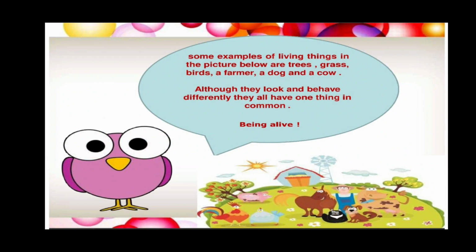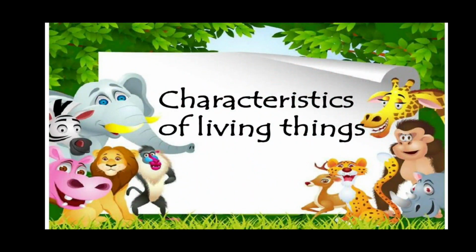So here in this picture you can see various living organisms like tree, grass, bird, a farmer, dog, etc. Although they look and behave differently, they have one common character, and that is they all are alive. So let's try to study these characteristics in detail.